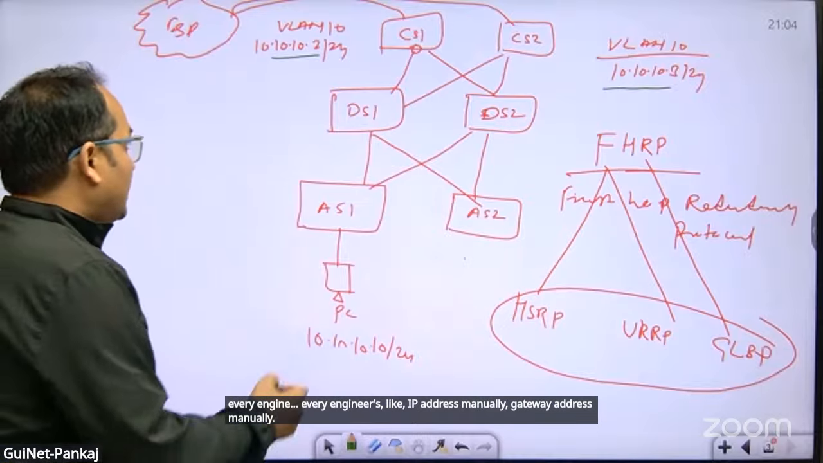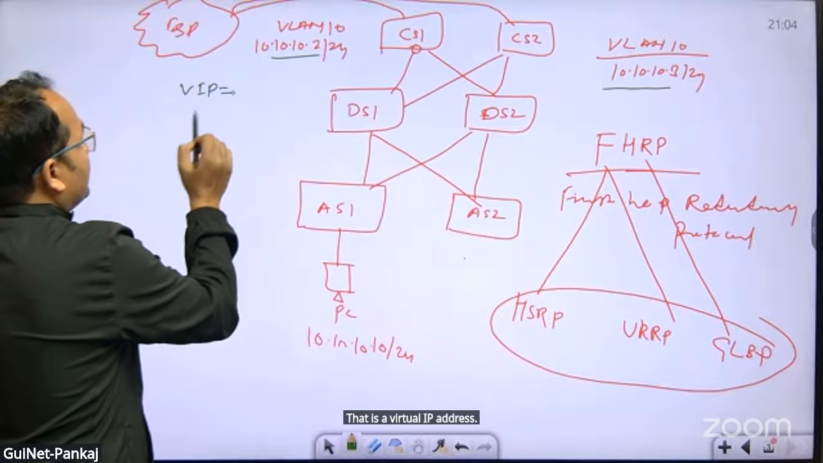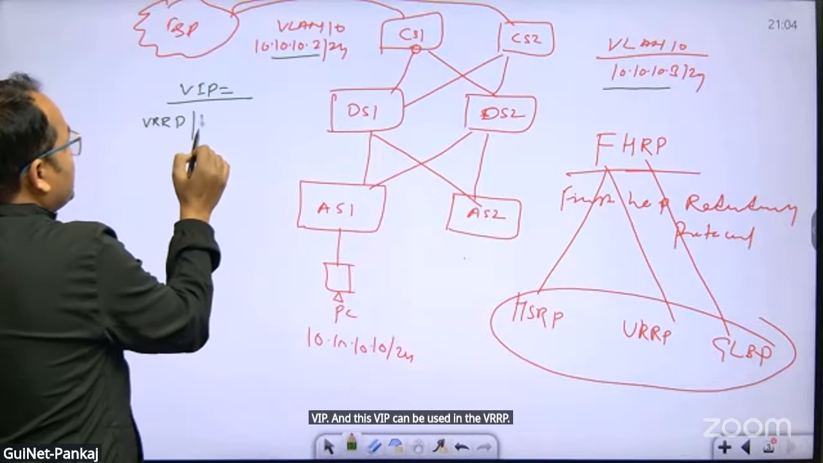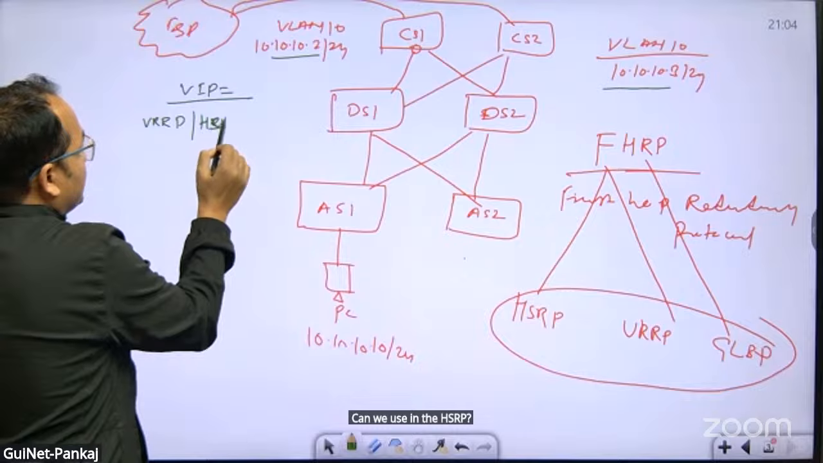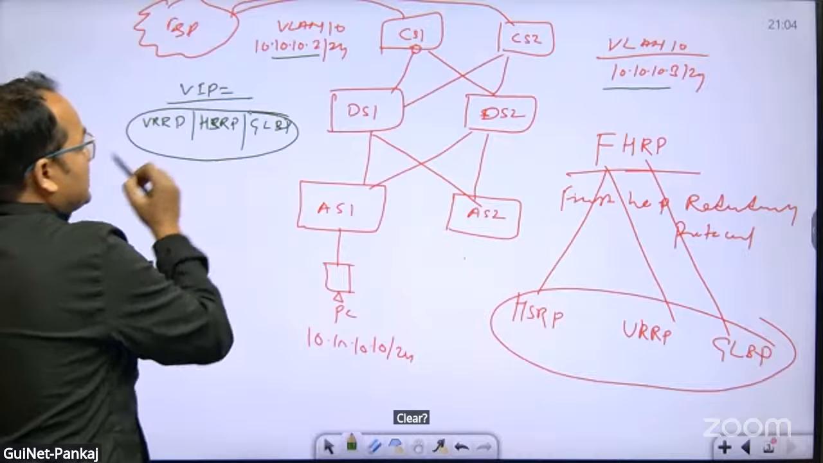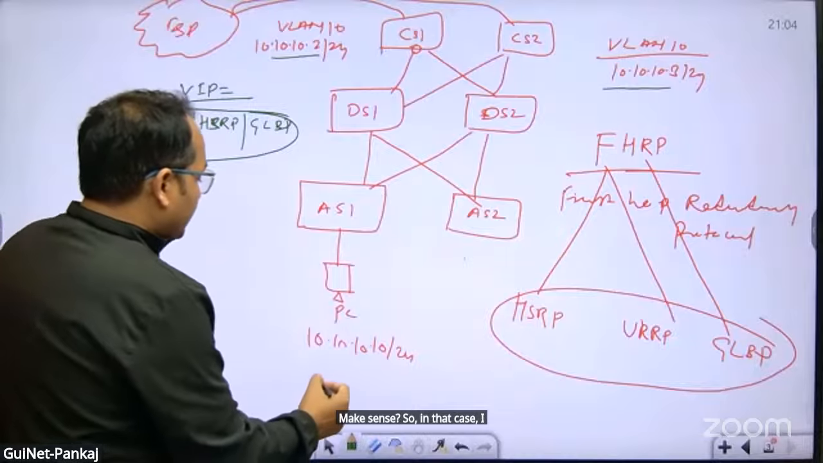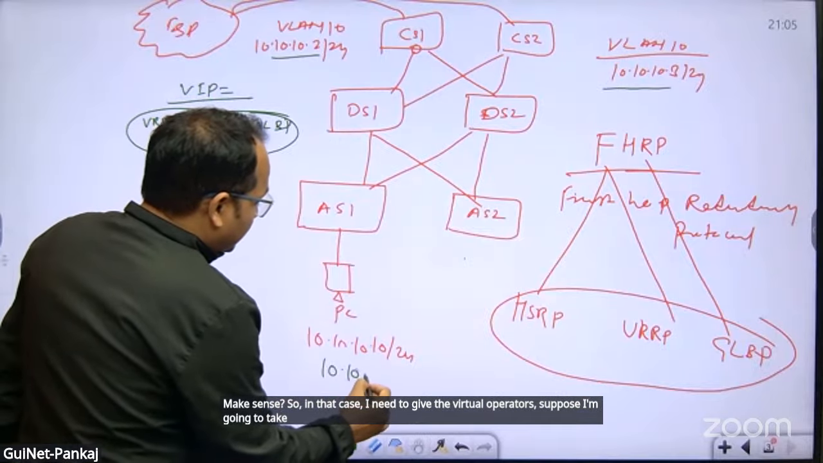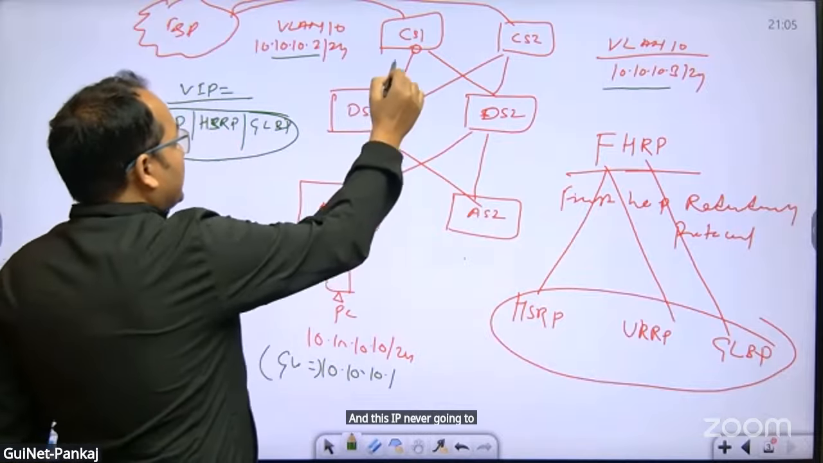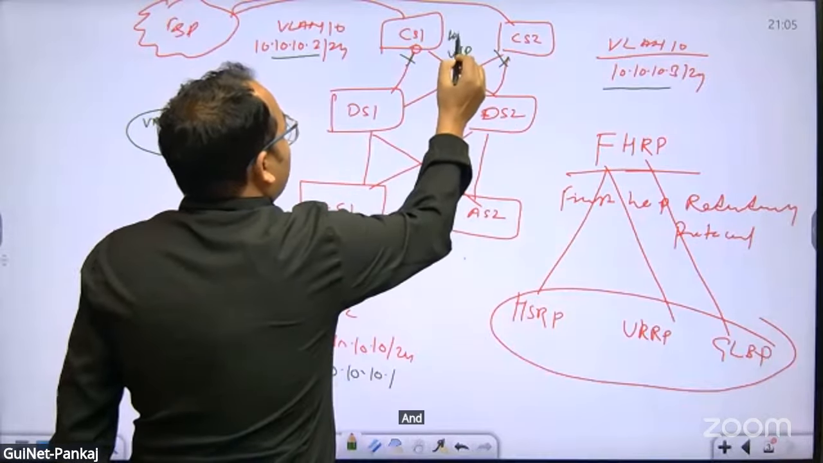So for that, I can use a concept called a virtual IP address, VIP. This VIP can be used in VRRP, in HSRP, and also in GLBP. Clear? It can be used in any scenario. So in that case, I need to give the virtual IP. Let's suppose I take 10.10.10.1, and this IP is never assigned on any interface. The VIP is created separately and has this IP address.